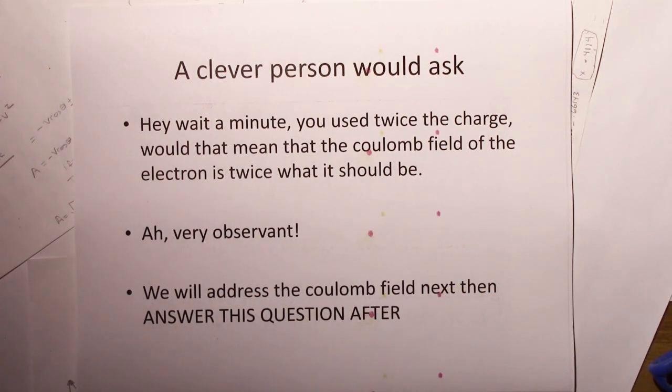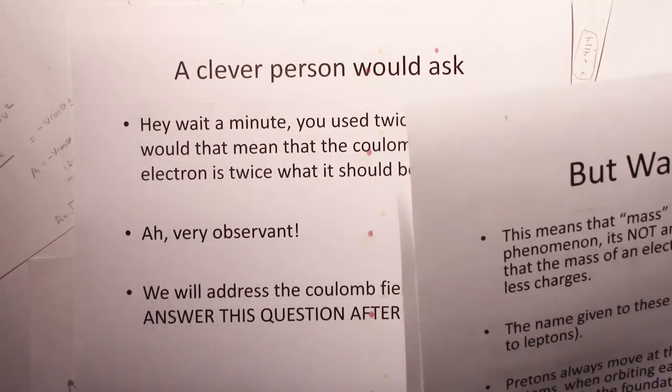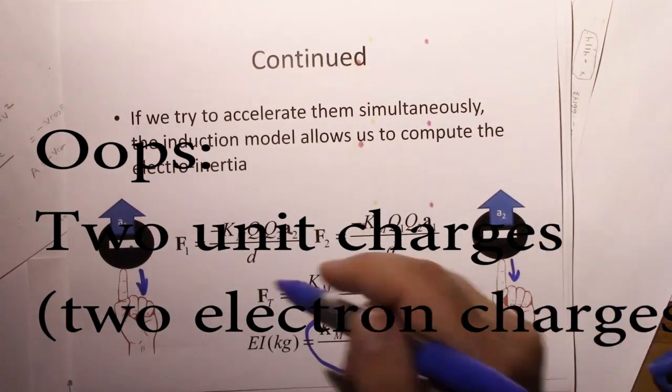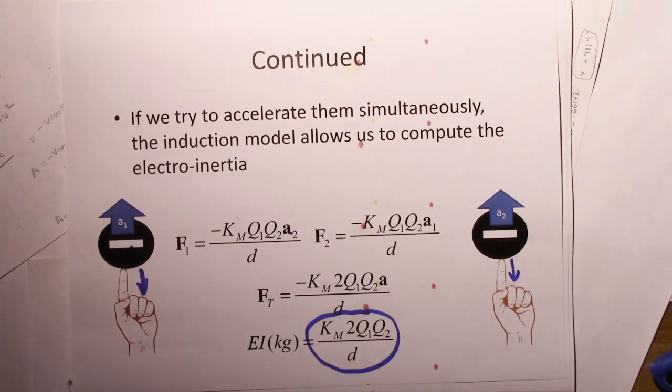Okay, but a very clever person might ask right now, and I'm hoping there are lots of clever people out there: well, wait a minute. You put two coulombs in this example. You have two coulombs in there. So that means that the electric field of this system is twice the electric field of an electron. So what's going on here?